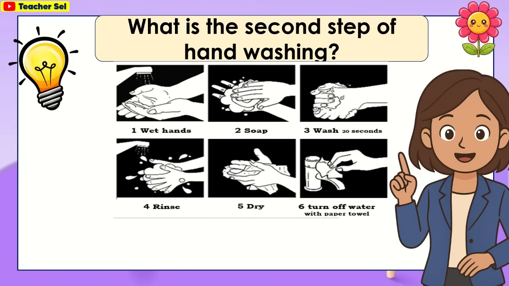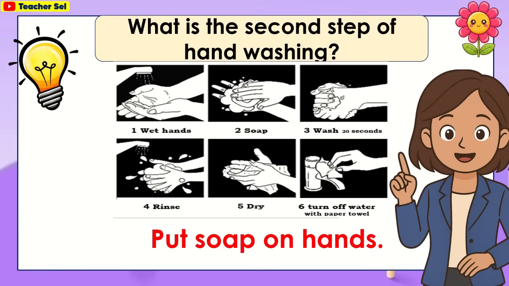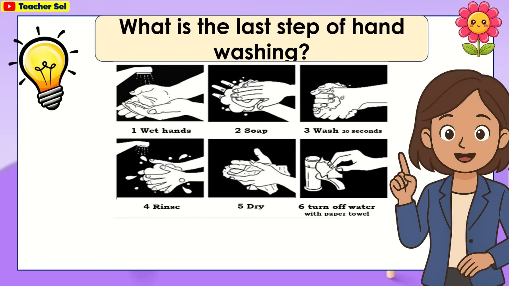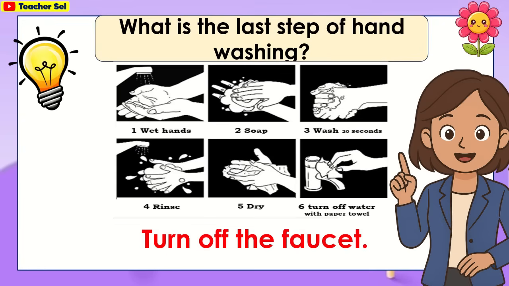What is the second step of hand washing? Put soap on hands. What is the fourth step of hand washing? Rinse hands. What is the last step of hand washing? Turn off the faucet.